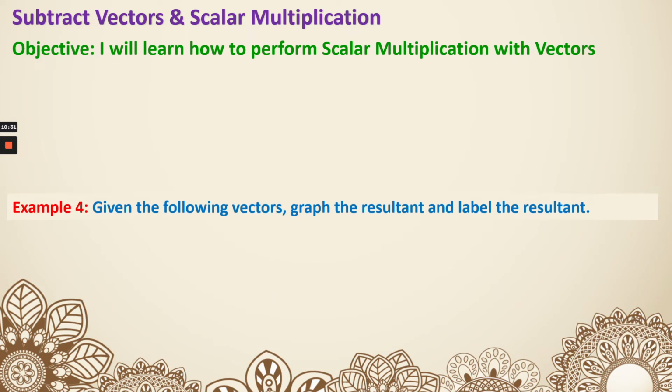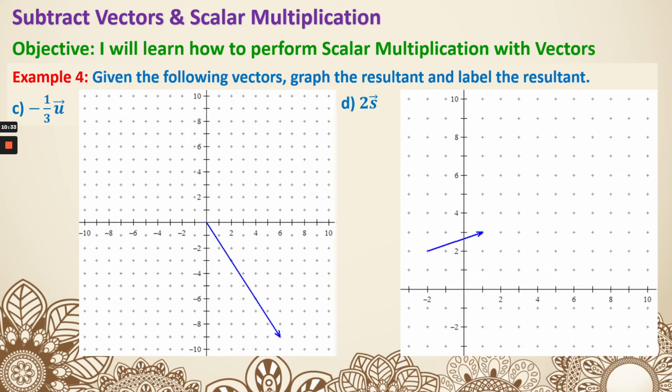Now let's move on to C. This time it is -1/3, so let's look at our u first. That is going to the right by 6, and then it's going down by 9. But I need -1/3 of it. That means I need to go in the opposite direction and then 1/3 of it. So in that case, it's going to be left 2, and then up 3. So left 2, up 3 right here.